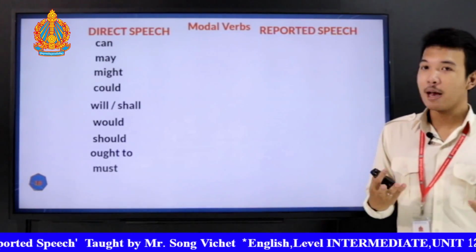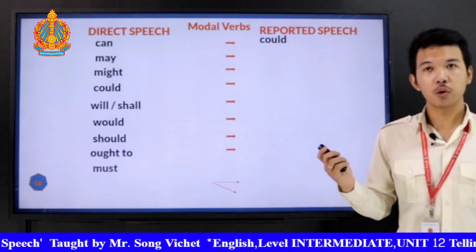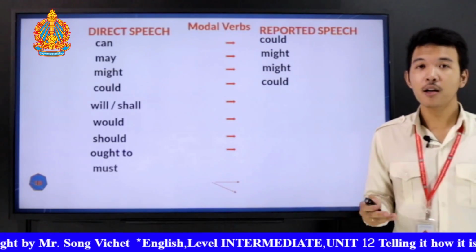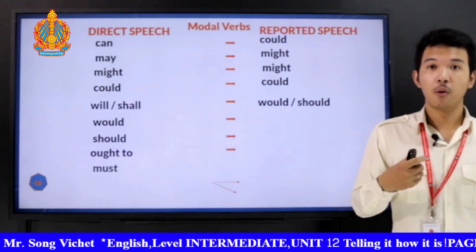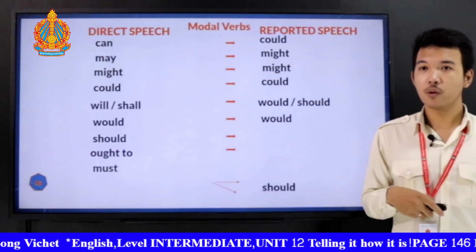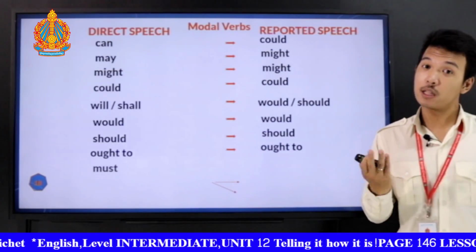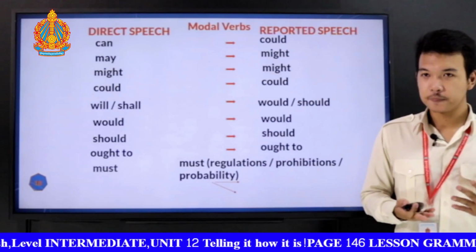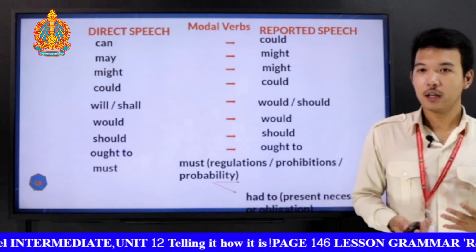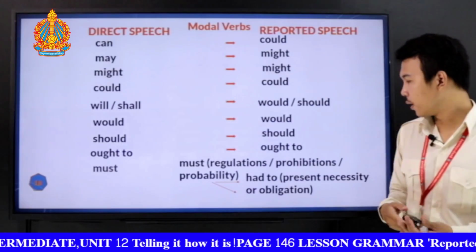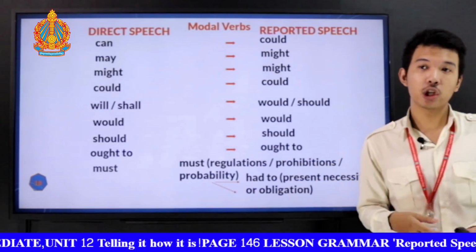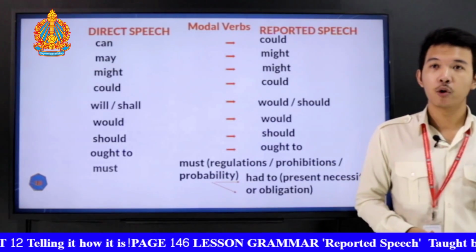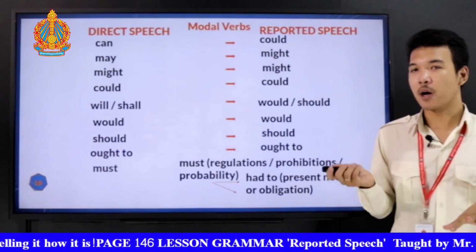The next one, we have modal verbs. So modal verb can changes into could, may into might, might stays might itself, could as well. Will or shall become would and should, and would as well, should as well. Ought to stays ought to. But must, if you use it for possibility or regulation, you need to keep it the same. But if you use it for obligation or necessity, from must to had to. This is about modal verbs from direct speech into reported speech.